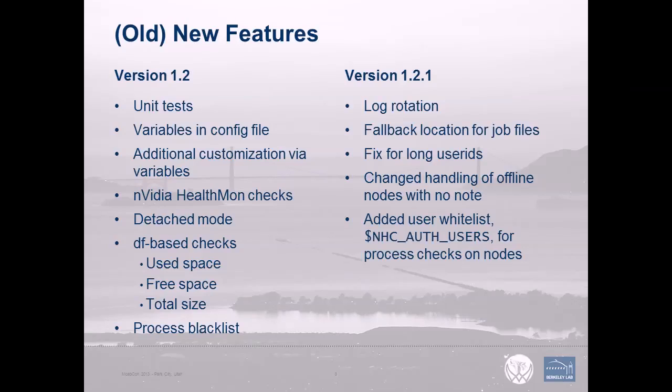For those who missed my talk at SC, I know that there were people who were here last year at Moabcon, but weren't at Supercomputing. So I wanted to quickly go through the new versions between last April and November. I already mentioned unit tests, shell variables in the config file. Basically, you can put different variable settings inside your config file instead of having to set them in advance. NVIDIA HealthMon, we've got support for the HealthMon checks for GPUs. If you've got Tesla compatible GPUs in your nodes, we can check those now.